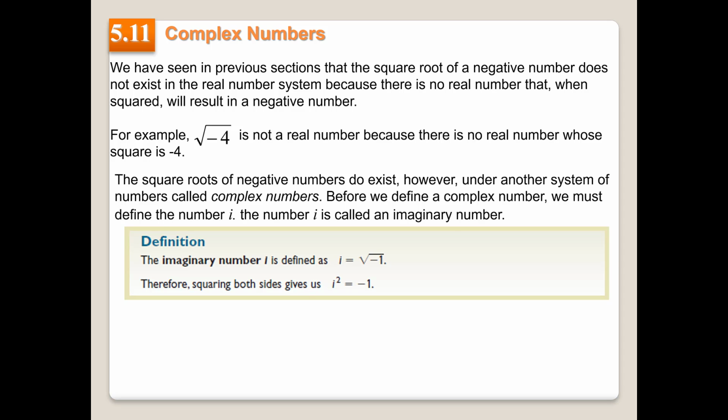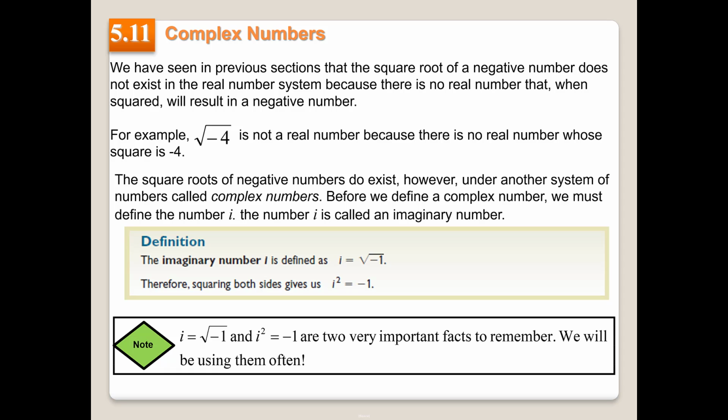Because of that, if you square both sides, if you square that i and you square that square root of negative 1, you would simply get i squared equals negative 1. Those are very important facts to remember, and we'll be using them throughout the lesson today, so definitely make note of those: i equals the square root of negative 1, and i squared equals negative 1.